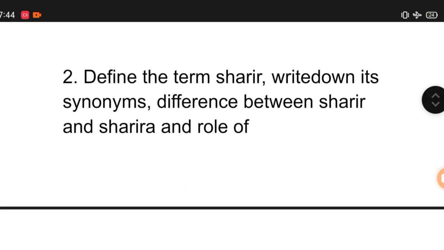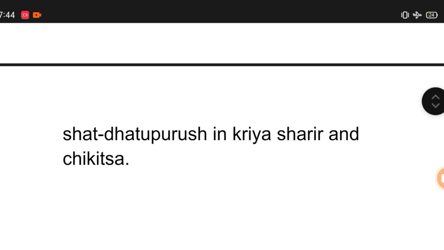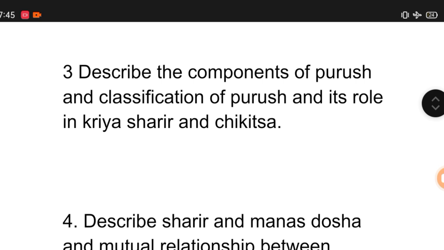Then the next question is: define the term Sharira, write down its synonyms, the difference between Sharira and Shareera, and the role of Shat Dhatu Purusha in Kriya Sharira Chikitsa. Then the next question: describe the components of Purusha and the classification of Purusha and its role in Kriya Sharira and Chikitsa. The word Chikitsa is very important for you. They give 2 marks for Chikitsa. If you write the Chikitsa for the given question, then you will get marks.